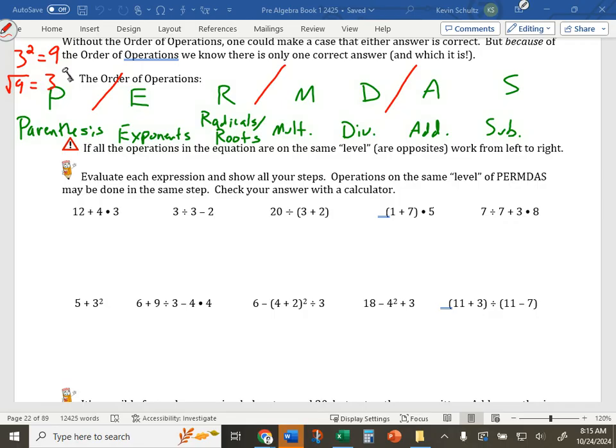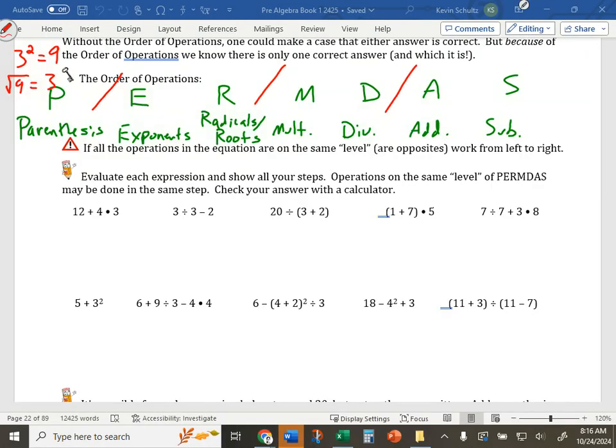So, the other caveat to this is that if you only have addition and subtraction in an equation, do you have to do the addition first? No. What direction do you solve it in? Well, you'd work from left to right. Left to right. Do we have anything like that in here? I'm not sure we do. Perhaps not. But they are opposites. Okay?